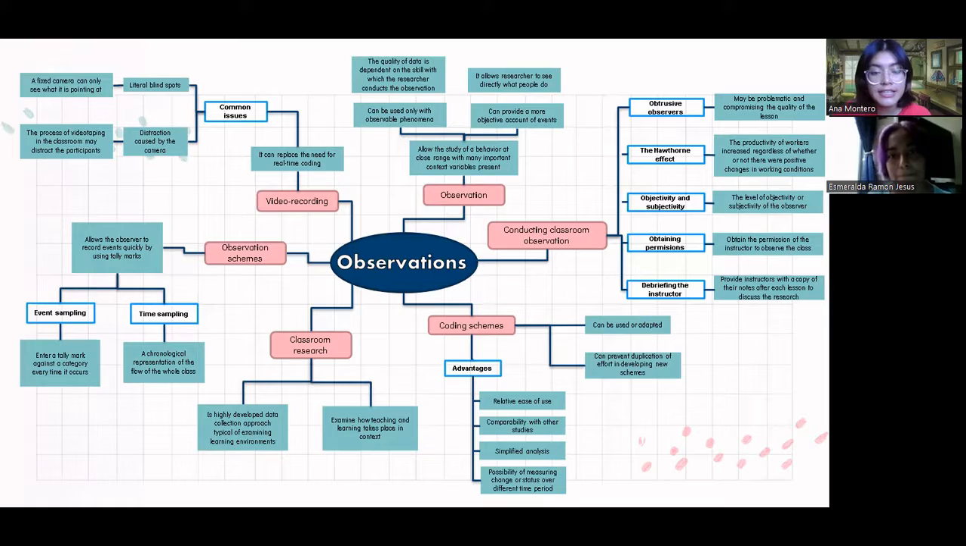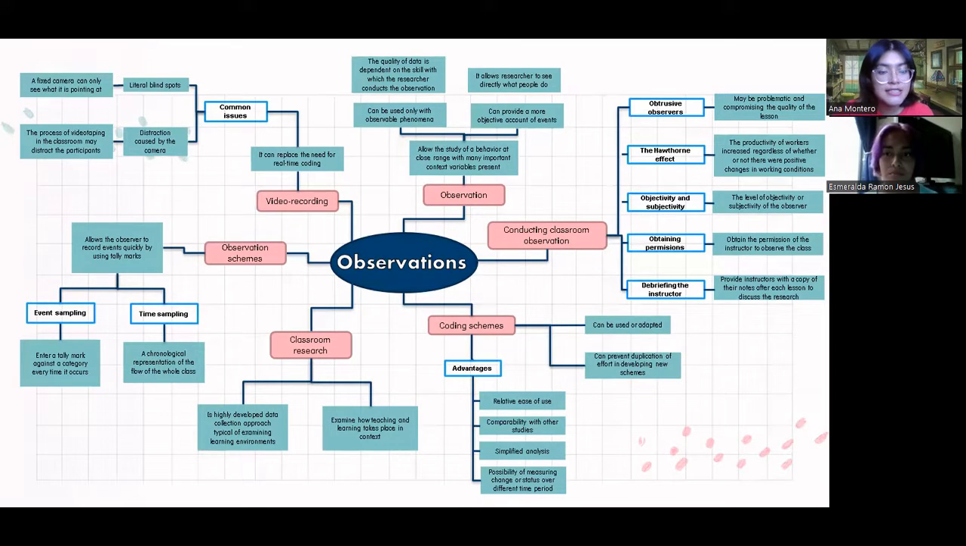Well, video recording can replace the need for real-time coding. And there are some common issues like literal blind spots, and a fixed camera can only see what it's pointing at. So we need to be careful when we are recording a class because we want to see everything that is happening at the moment.